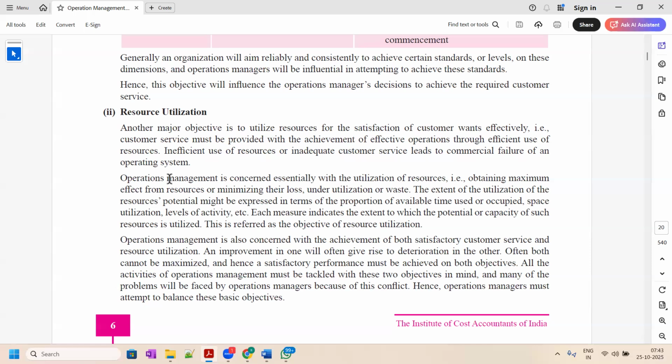Operation management is concerned essentially with the utilization of resources, obtaining the maximum effect from resources, or minimizing the losses, underutilization or waste.